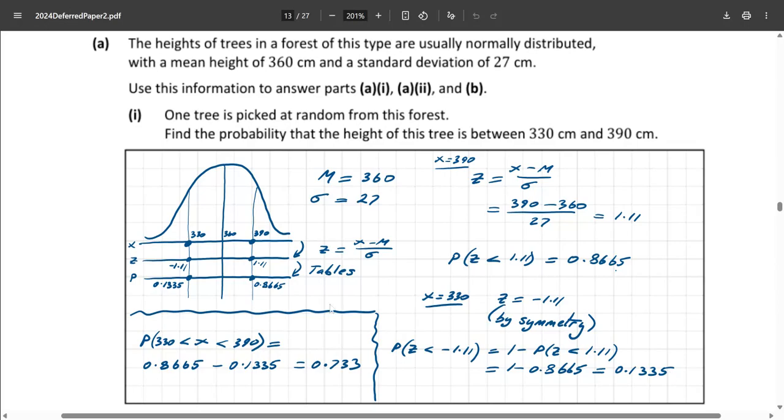And of course, by symmetry, the proportion that's above that point is the same as the proportion that's below that point. So there's my 0.1335. I now know that basically 13% of the trees roughly are below this height.